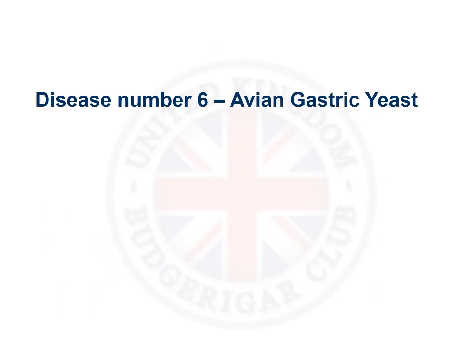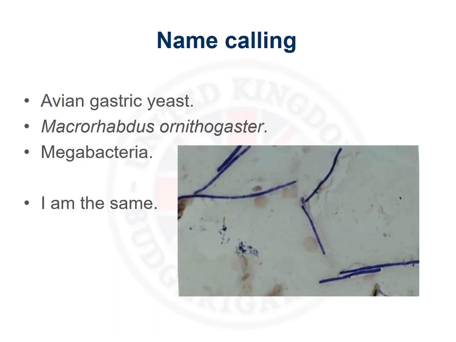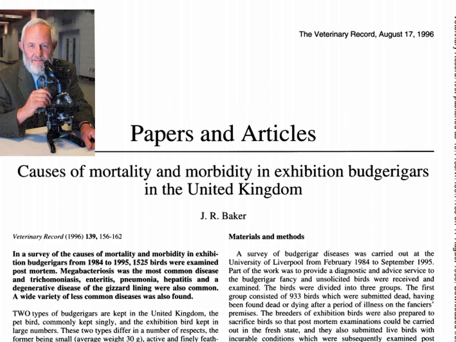The sixth disease on our list is avian gastric yeast. This is Macrorhabdus ornithogaster, megabacteria. It's all the same difference. That's what it is, basically. If we go back and look at avian gastric yeast, there is a fairly long history of avian gastric yeast in budgerigars, really.